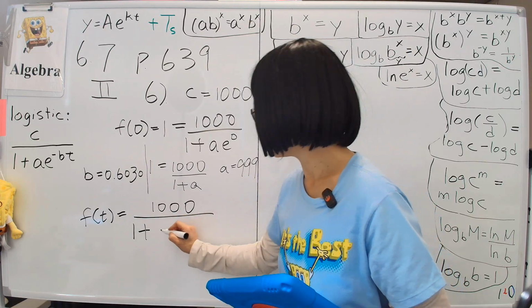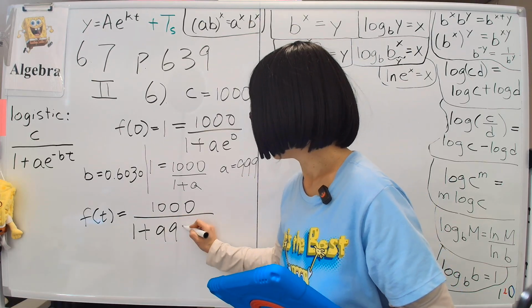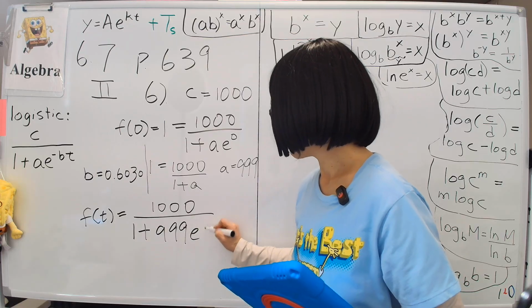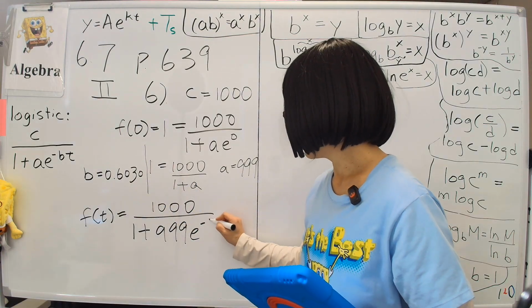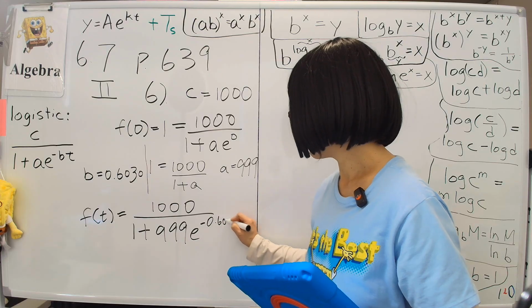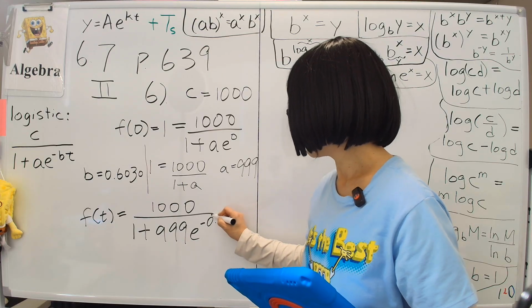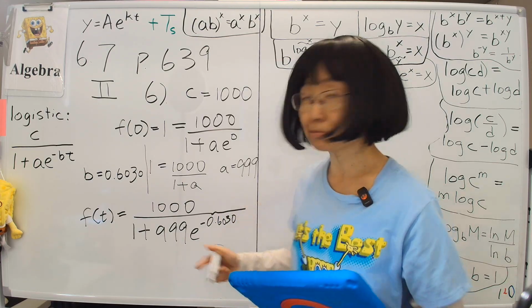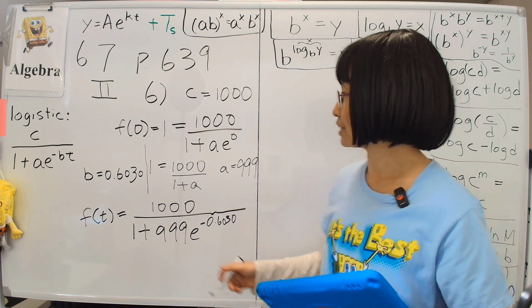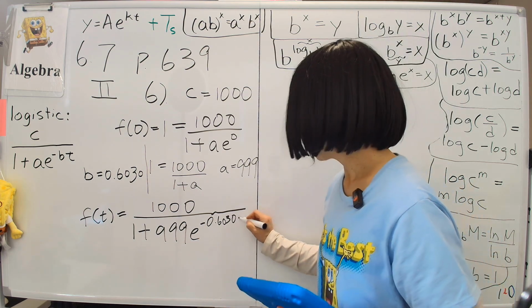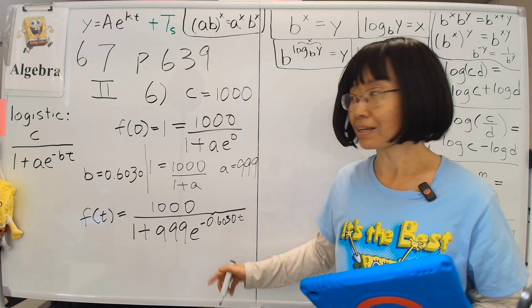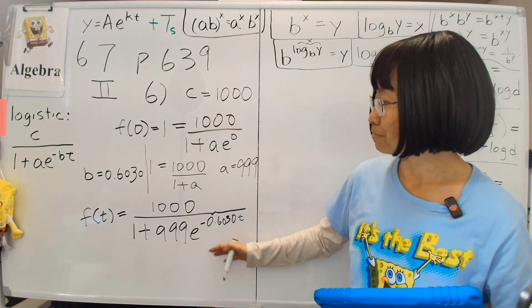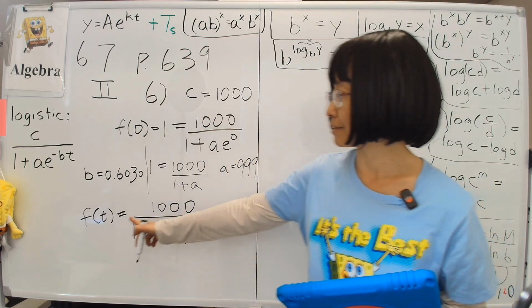999, and then e to the power minus b is that number right here, 0.6030. Being that the book gave us that, we'll write it down too. Anyway, so here's a t, and that is our formula for predicting in this town of 1,000 how many people got the flu at any given time t.